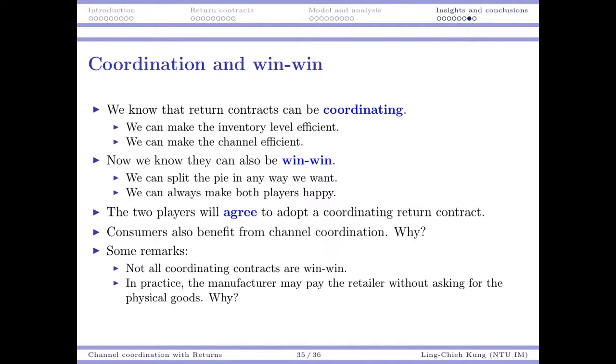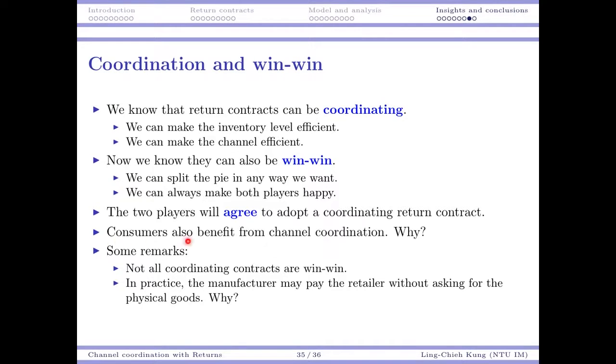So as a manufacturer, if I am smart enough, I can design a return contract that can induce the retailer to accept. Because I am able to make the retailer happy to accept the return contract, the retailer is able to earn more while I am also earning more. So this is a very important property for the contract to be really implementable. The two players will agree to adopt a coordinating return contract because of this win-win property.